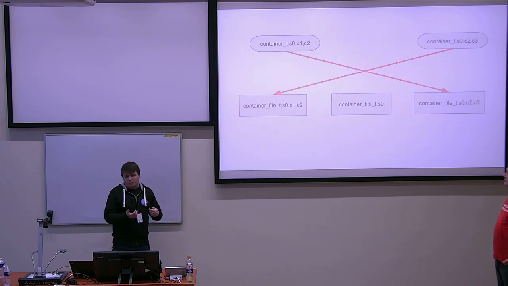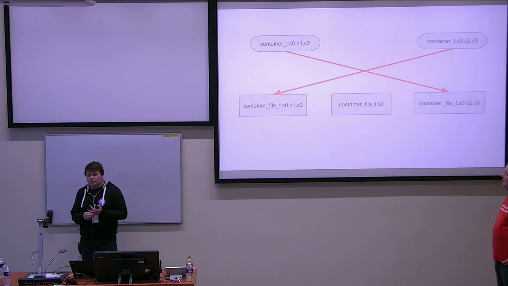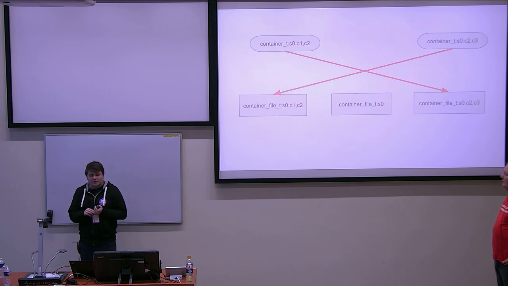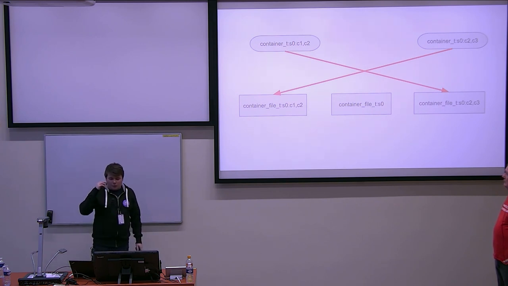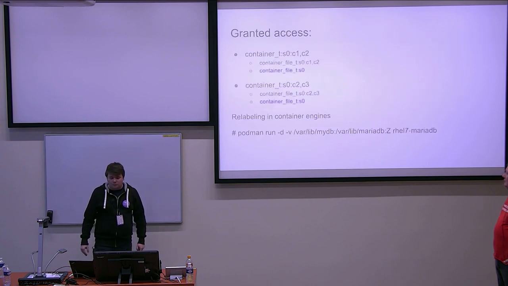And this is a similar picture, just showing what is not allowed: a container with label container_t with categories C2 and C3 cannot access an object file with categories C1 and C2, and the same story for a container with categories C1 and C2.